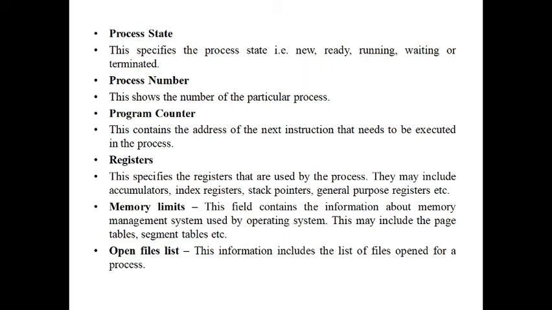The next one is registers. This specifies the registers that are used by the process. All processes will use different things. A process needs several resources. It may be anything like registers, index registers, stack pointer, general purpose registers, etc. For a single process, you cannot say that only this is enough and if it is there, my process will be executed without any problem. You cannot tell that, because the operating system at any time may need anything.